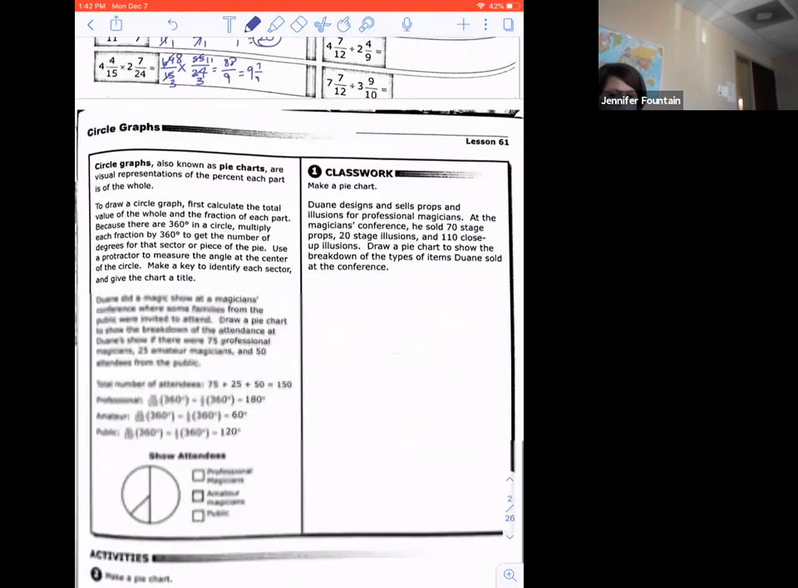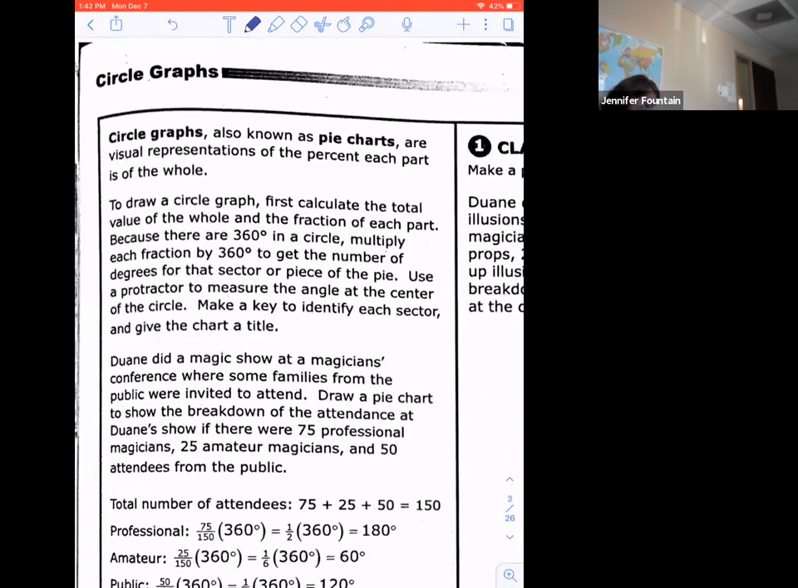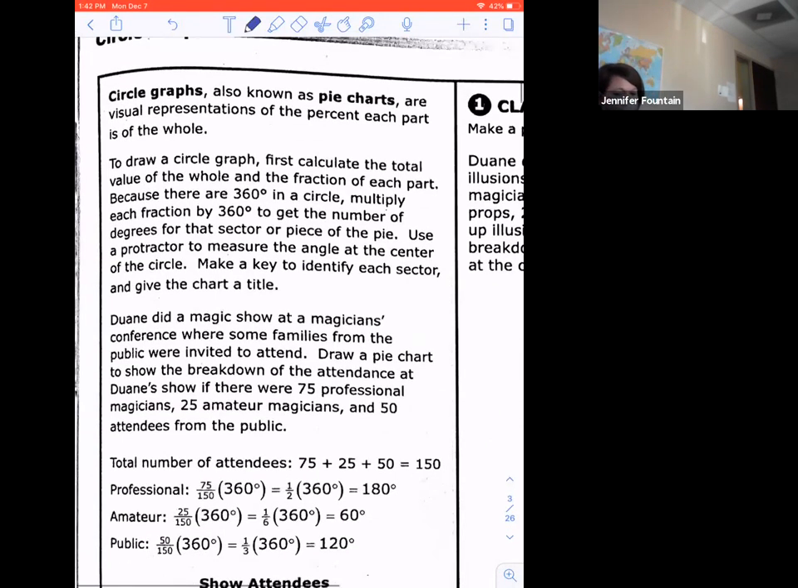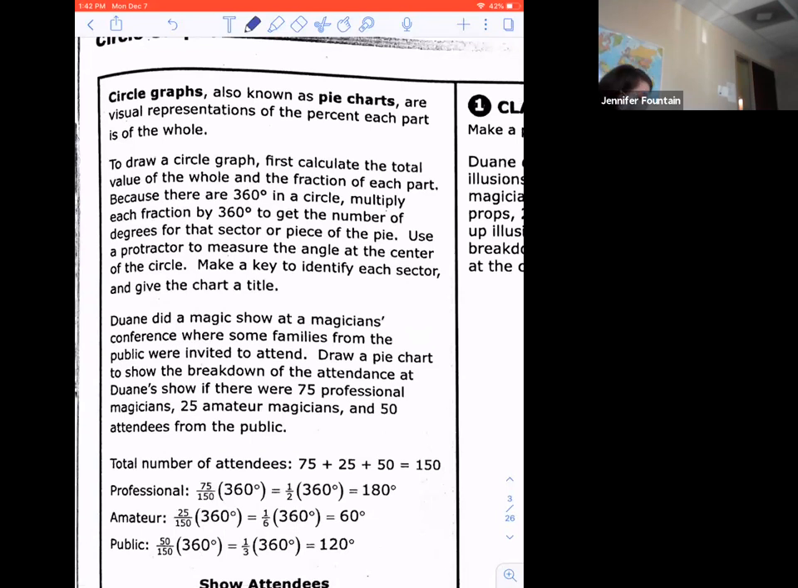Alrighty, let's move on to lesson 61, dealing with circle graphs. Go ahead and look at lesson 61. And it says circle graphs, also known as pie charts, are visual representations of the percent of each part of the whole. Okay, we are comparing the percent of each part compared to the whole. So it says to draw a circle graph, first calculate the total value of the whole and the fraction of each part. Because there are 360 degrees in a circle, multiply each fraction by 360 degrees to get the number of degrees for the sector or the piece of the pie.